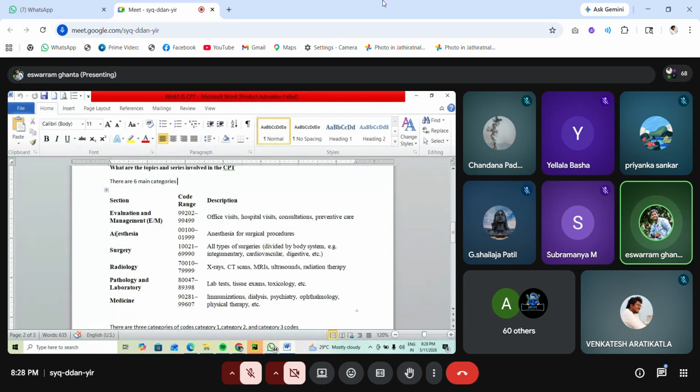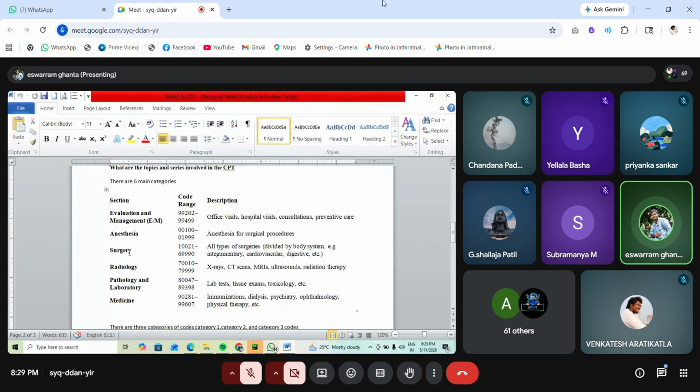Next, coming to the anesthesia. So the anesthesia code starts with 00100 to 01999. Okay, this is the anesthesia code. Anesthesia for surgical procedures or any of the procedures, not only for specific surgical procedures, but any of the procedures for anesthesia. So in this anesthesia, there are different types of anesthesia procedures also. So all those procedure codes are going to be discussed in this chapter on anesthesia.